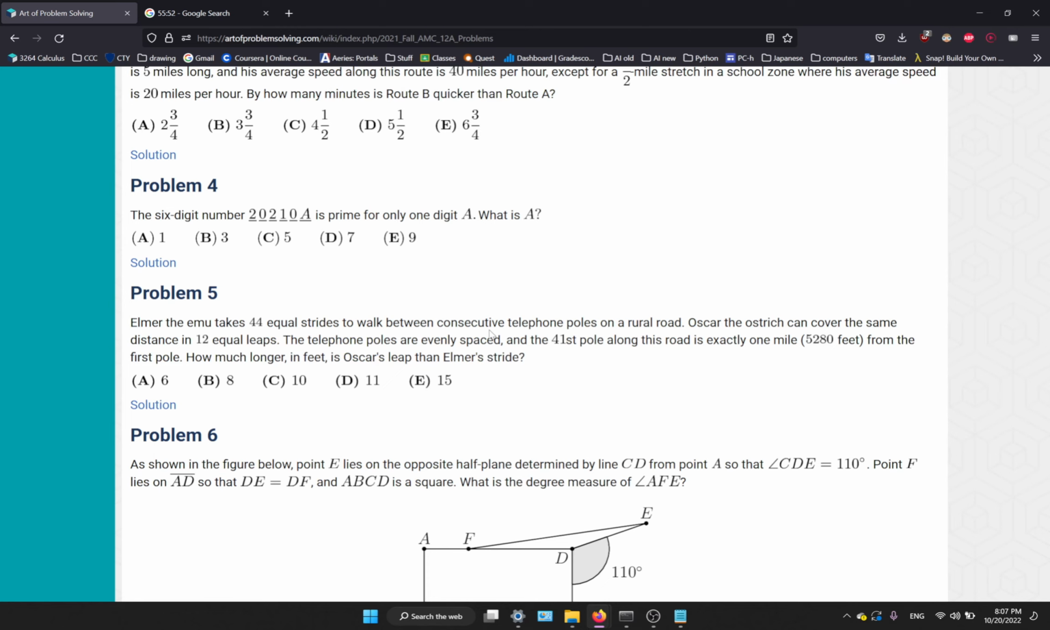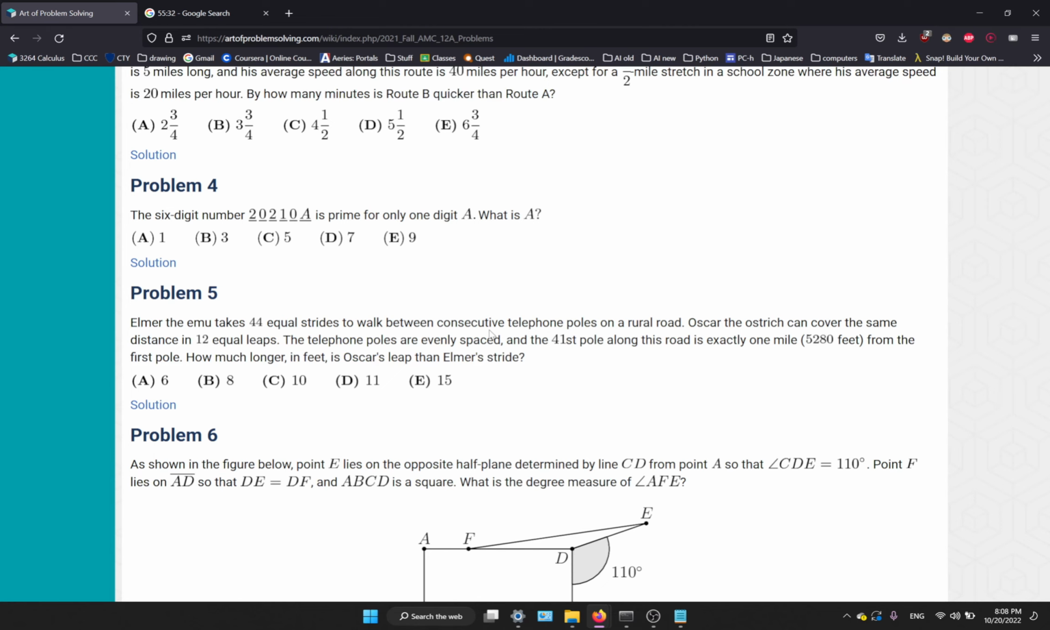55,280 divided by 40. Yeah, and this is gonna be 1, 3, 2. That gives us 132 feet between a pole length.